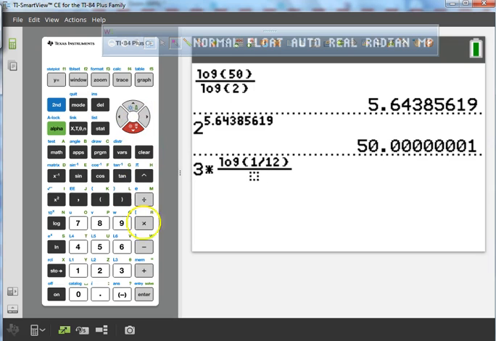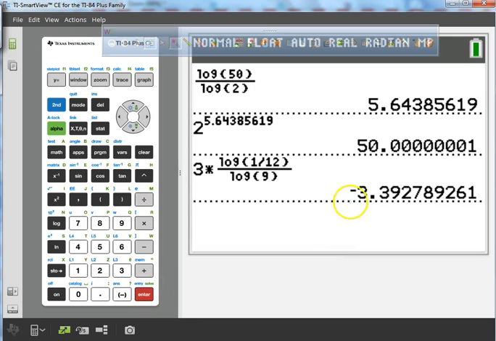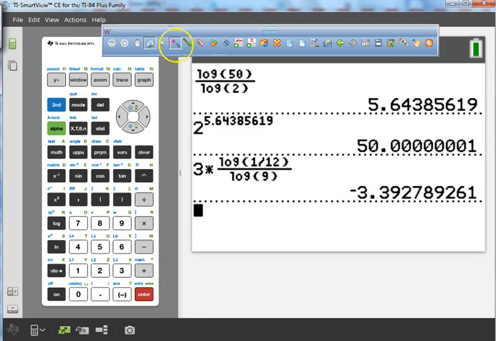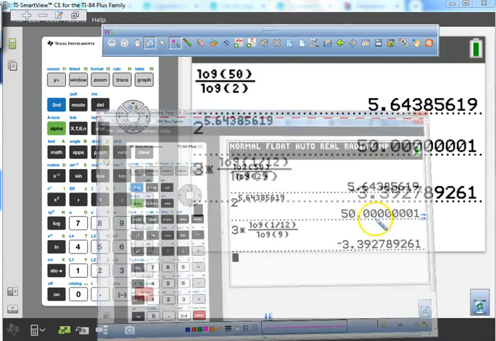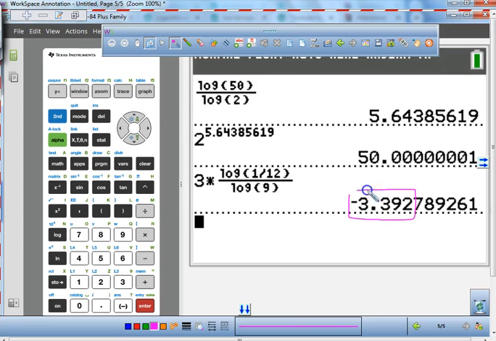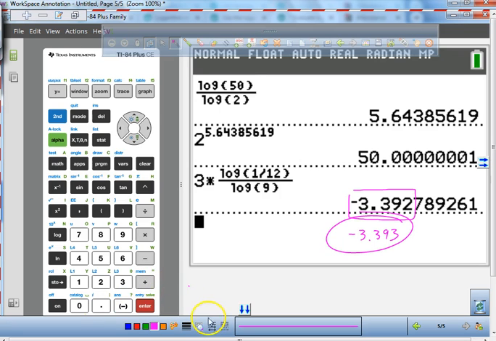And then what am I going to put in the denominator? Log of what? Was it log of 9? Like that. And we get negative 3.392. But if I round it to the nearest thousandth, that'd be negative 3.393. And that's what I'm gonna type in.